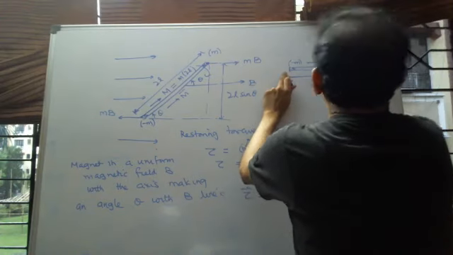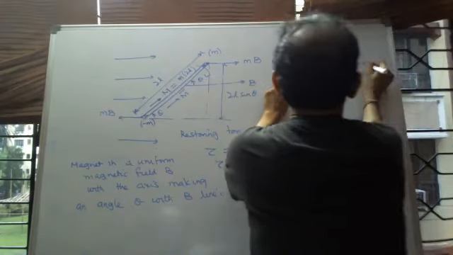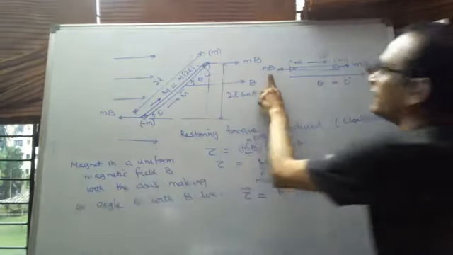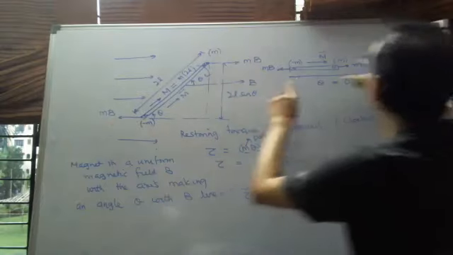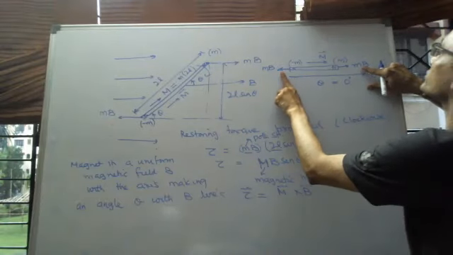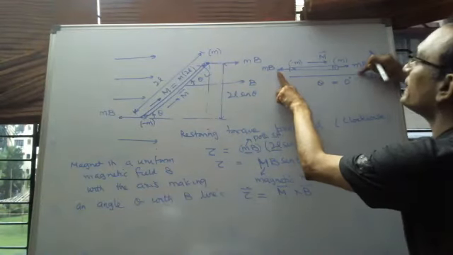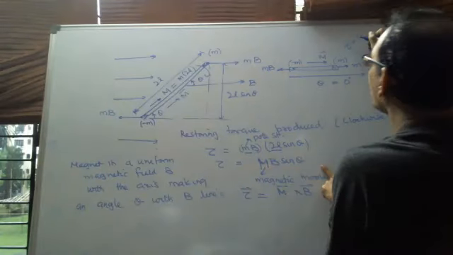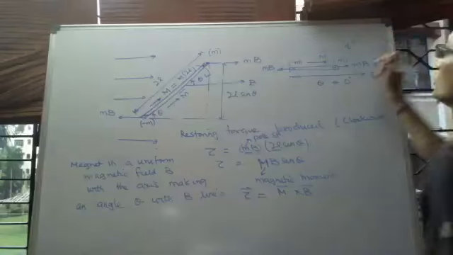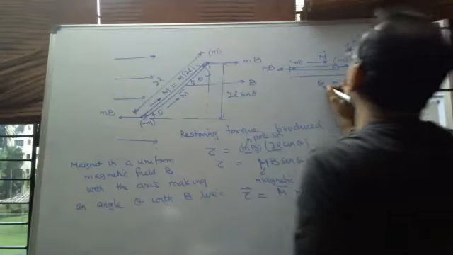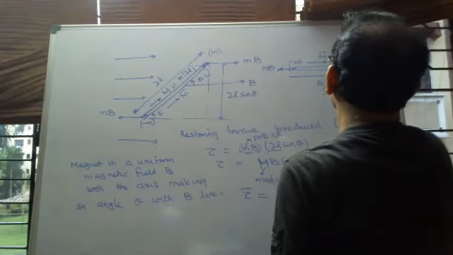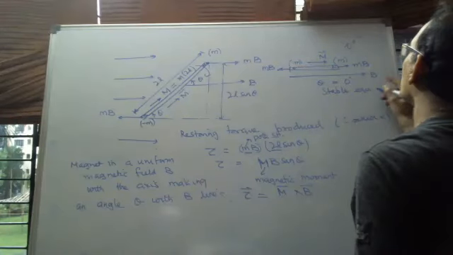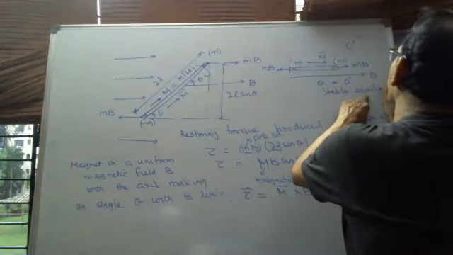Why? Both translational and rotational. MB acts like this and this MB acts like this. So obviously, net force is 0. In this case also net force is 0. In this case net torque is also 0 because the separation between this MB and this MB is 0. So torque acting is 0 because theta is 0, right? This position of the magnet is called stable equilibrium. Theta equal to 0, angle between magnetic moment and B is 0. Then that's equilibrium and also stable equilibrium.